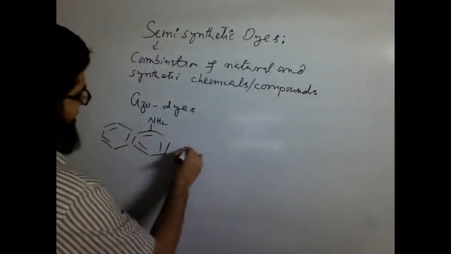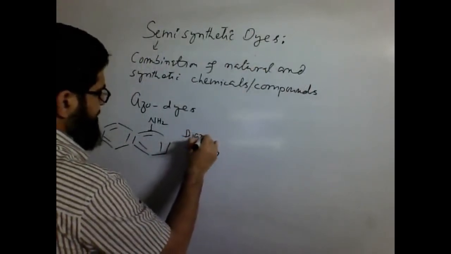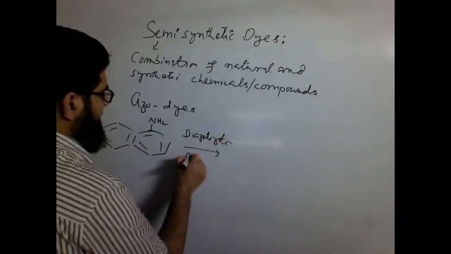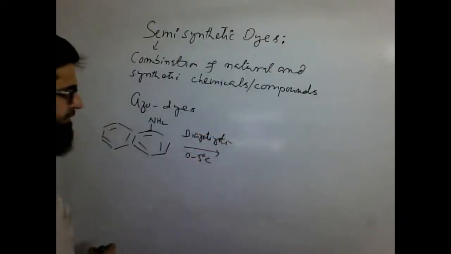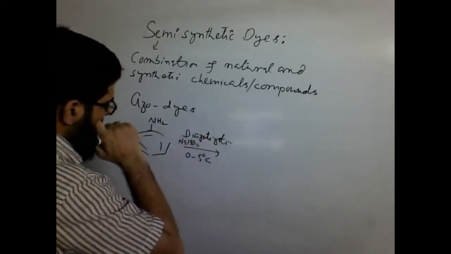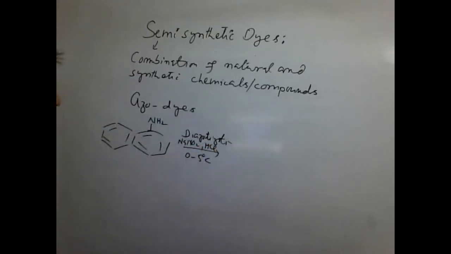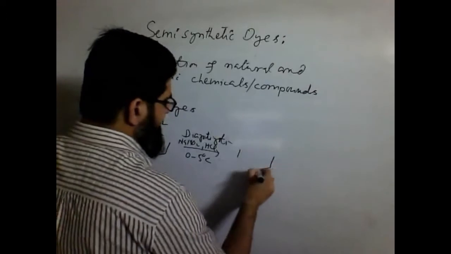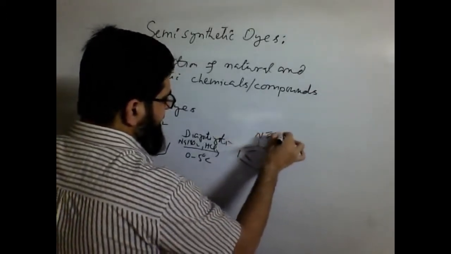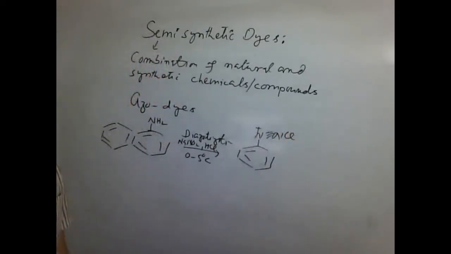So then what we used to do, we used to perform diazotization, keeping the temperature 0 to 5 degrees. We used to use sodium nitrite, and then we used to put in HCl as well. So what used to happen, we used to produce the corresponding diazonium salts.